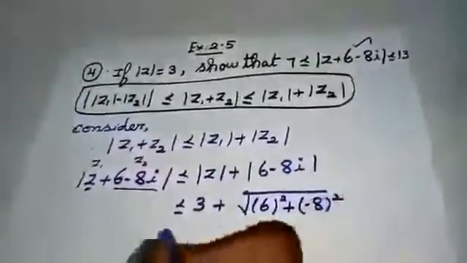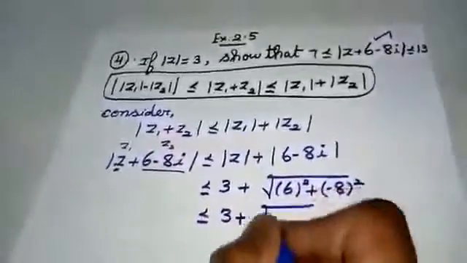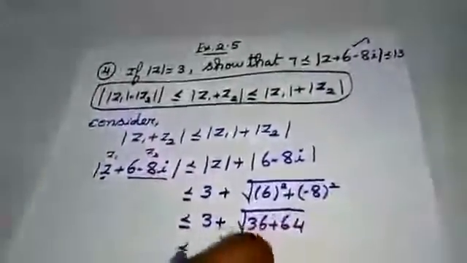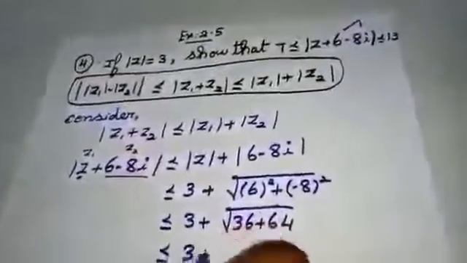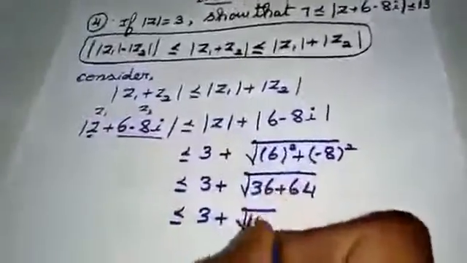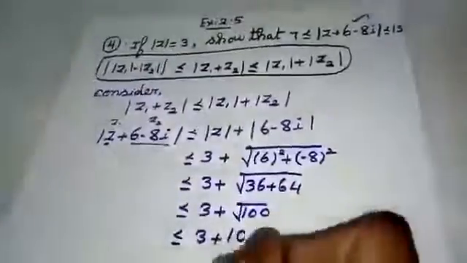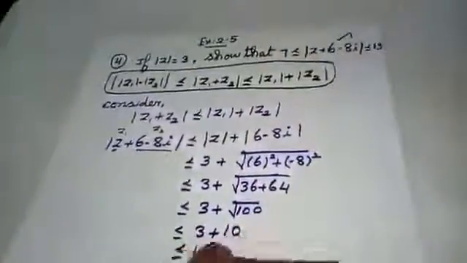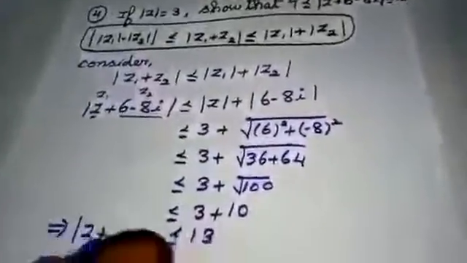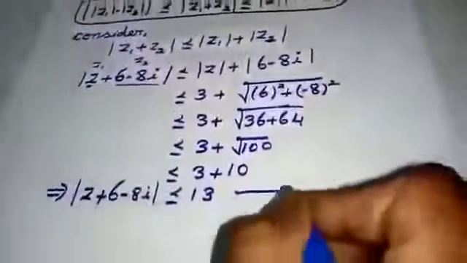And what is the answer I am going to get here, students? 3 plus root of 36 plus 8 8s are 64, which is nothing but less than or equal to 3 plus root of 100, which is nothing but less than or equal to 3 plus 10, which is less than or equal to 13. So what is the answer I am getting here? Modulus of z plus 6 minus 8i is less than or equal to 13. Mark it as equation 1.